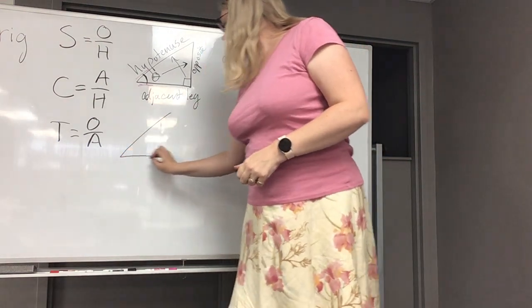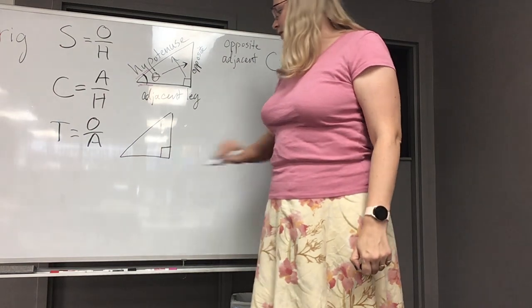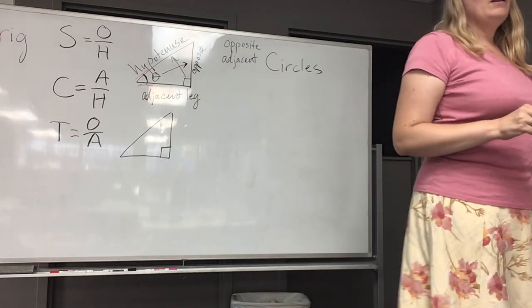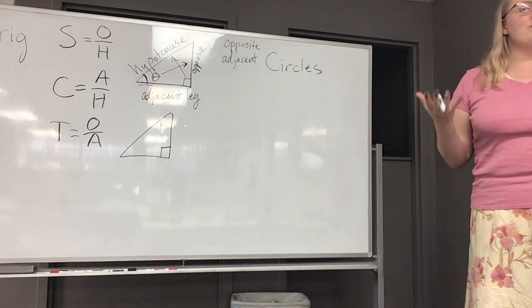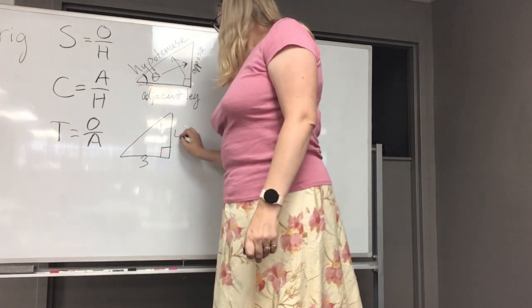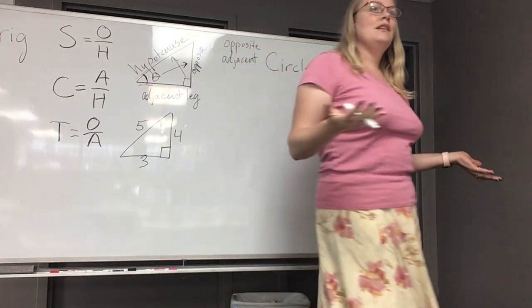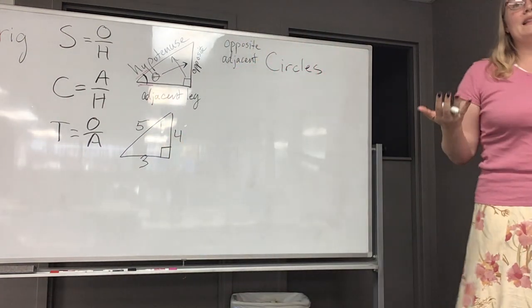So, if I give you this triangle and tell you it's a right triangle, I'm going to label it with 3, 4, 5 because, again, that is a set of numbers that makes a perfect right triangle, and they're nice and easy to work with, so the ACT really likes it.